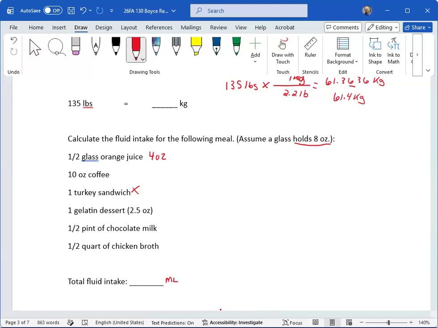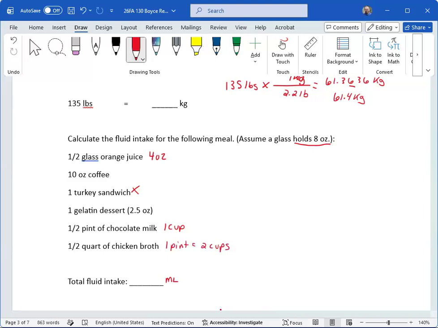Then we have a half pint of chocolate milk and a half quart of chicken broth. Okay. So one way that I just try and keep these things in mind. So I think a pint is 2 cups. So a half pint of chocolate milk would be 1 cup. Same thing for a quart of chicken broth. I think there's 2 pints to a quart. Now, if I'm saying anything wrong, please correct me, but I'm pretty sure that's right.